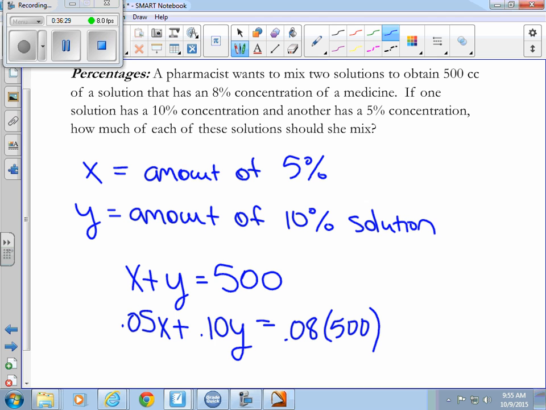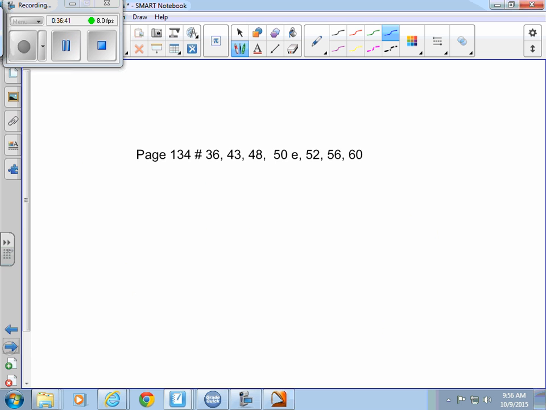Are y'all okay if I don't solve this out? Get a Y by Excel, put it in the calculator, or do something like that, or do substitution, or do elimination. I'm going to go ahead and do this homework.